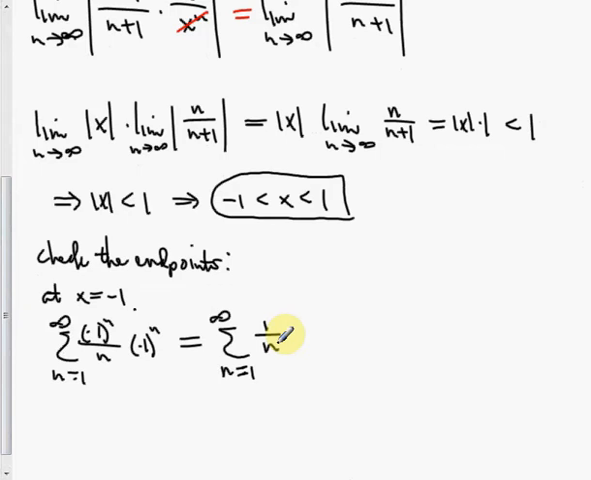Yes, sir. It's divergent using the P-series test. Yes. You have P equal to 1, right? N to the first power. It's divergent. Very good. P-series divergent.